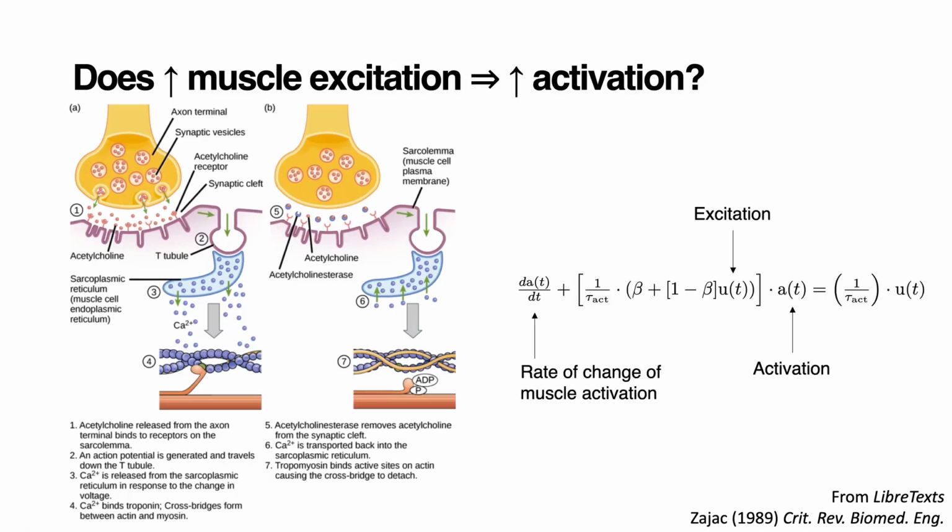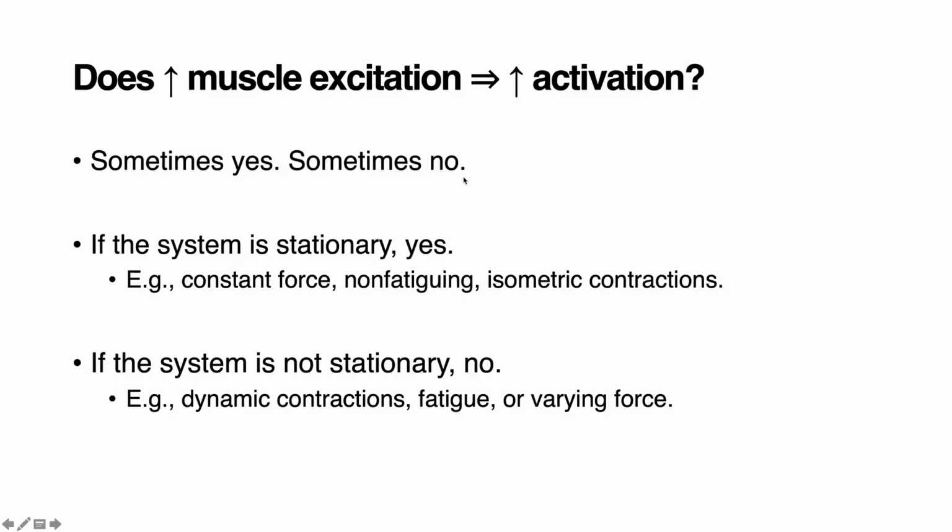fiber membrane. And this can be represented as a differential equation, but the key point here is that there's a history dependence. So it depends on the rate of change of activation. And it also depends on excitation. So this term really complicates things. So it's a dynamic process that's slow. And that will further decouple this relationship between activation and muscle excitation. And it kind of complicates this.